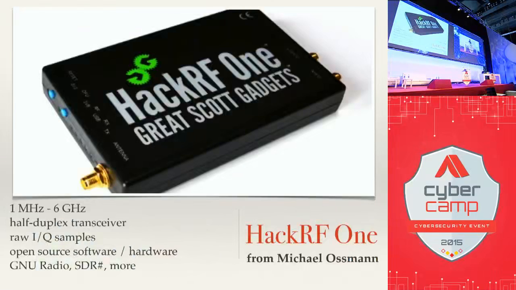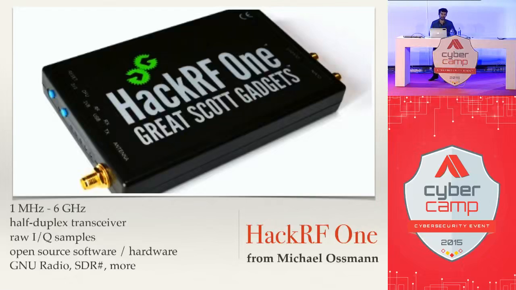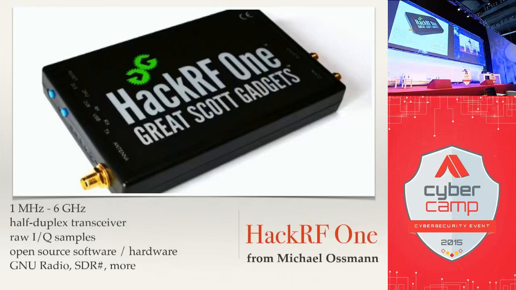So let's start talking about the devices that I'll actually use to reverse engineer something like this. I like to use HackRF1. It's a transceiver. It can receive and transmit. It has a very wide operating range, so from 1 megahertz to 6 gigahertz. You can get raw IQ samples.